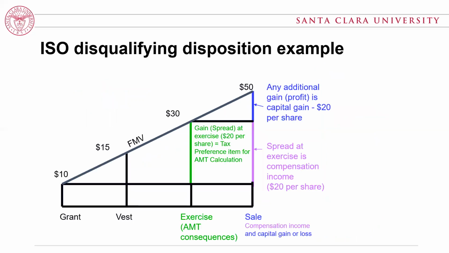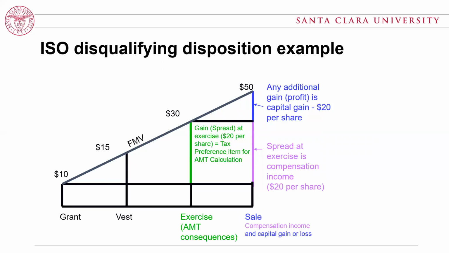So what does that look like if it's a disqualifying disposition with the same prices? In that case, since either one or both of the holding periods are not met, the $40 difference between the grant price and the sale price is broken into two pieces. The $20 spread at exercise is compensation income, but again, it's deferred until the time of sale of the shares.